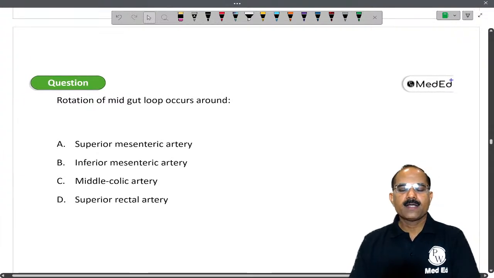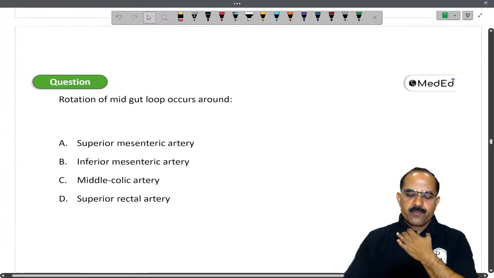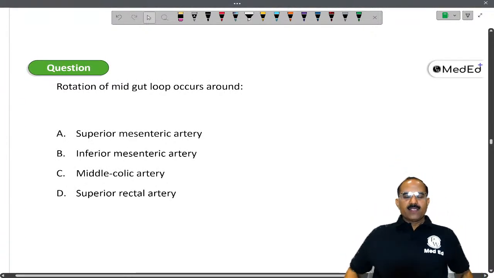Okay. Answer this better. Rotation of midgut occurs around. Yes, बोलिए बच्चों. Yeah, ना.